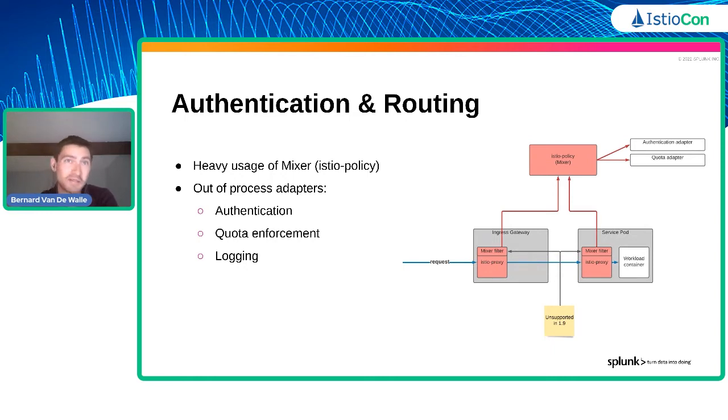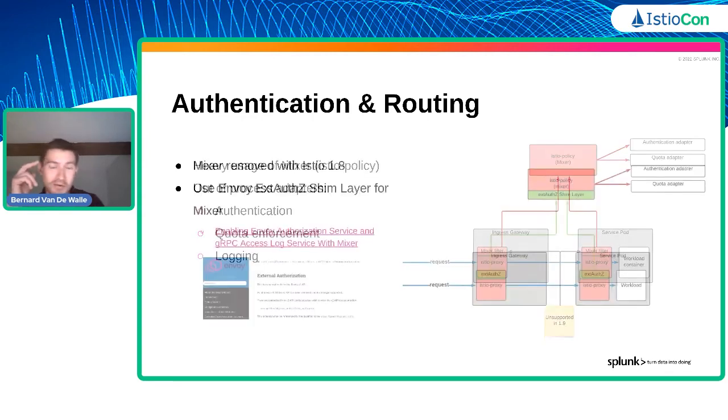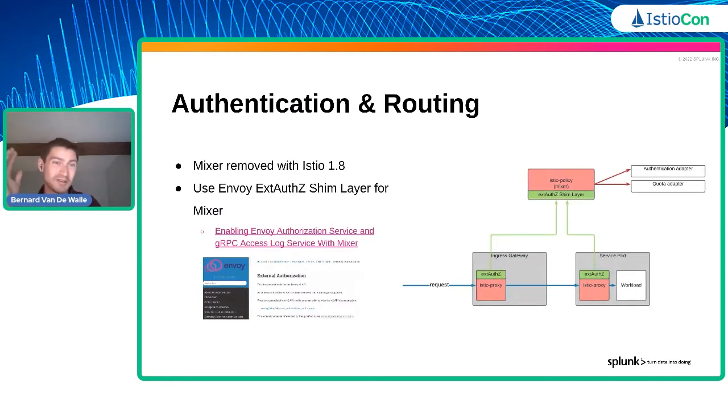That worked really well for us, but as you all know, in Istio 1.7, this got deprecated and eventually removed from Istio. And so we had to find some shenanigans to continue to use Mixer for a little while because we couldn't get out of Mixer that quickly. And so Mixer got removed in 1.8, and thank you to the community because they gave us an escape hatch to continue to use Mixer with what they defined as the X.Z shim layer.